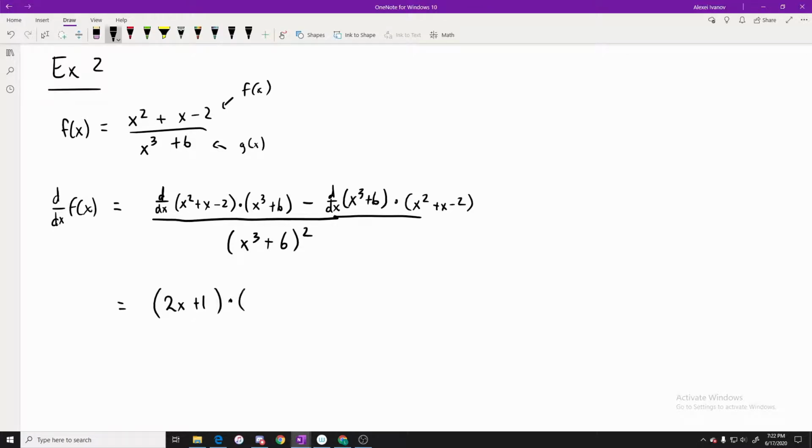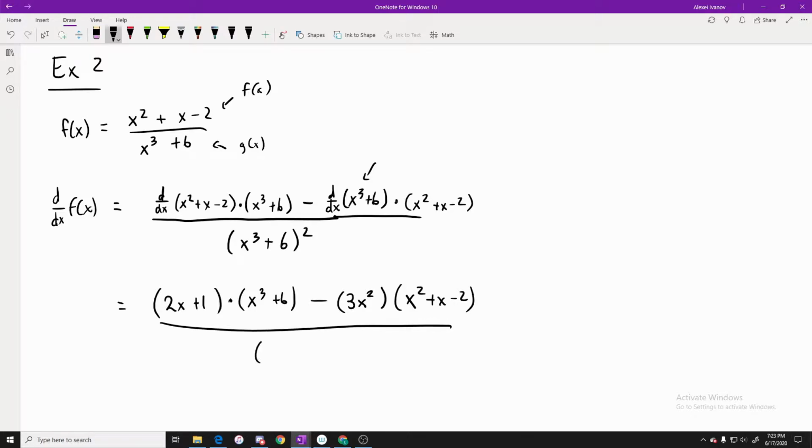And then we want to multiply it by x cubed plus 6 and subtract away the second derivative, this one right here. And so we're going to drop the power and subtract 1, and then the derivative of 6 is just 0, so we're left with 3x squared. And then we want to multiply this by x squared plus x minus 2. And this is all going to be over x cubed plus 6 squared.